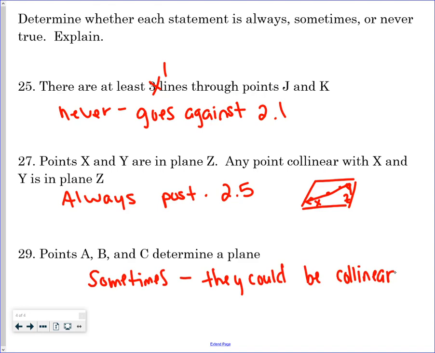Did I lose anybody anywhere? I know always, sometimes, or nevers are challenging for you guys, but again, if it says a theorem, it's going to be always. If it goes against a theorem or a postulate or a conjecture, it's going to be never. If it's an in-between, like this last question was, it's a sometimes. Depends. They weren't specific enough, right? Any questions? Okay.